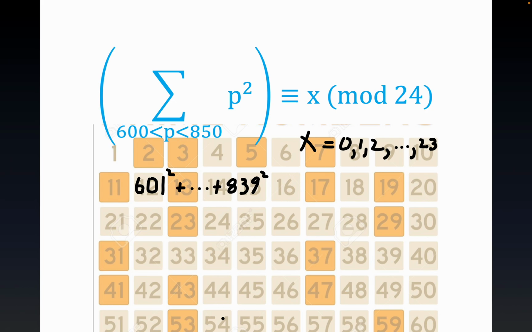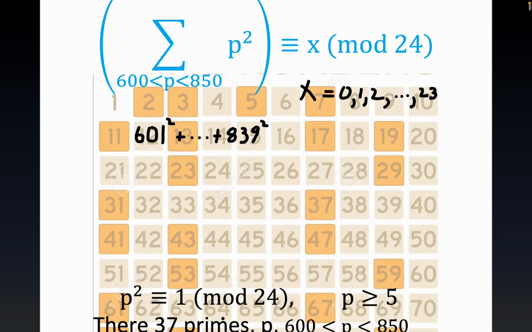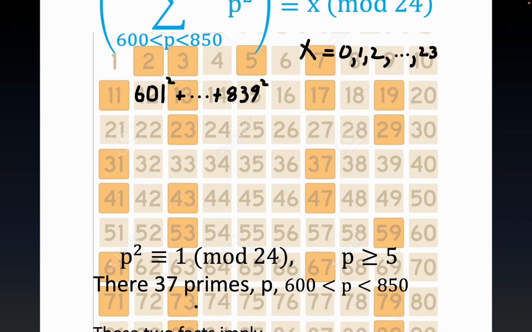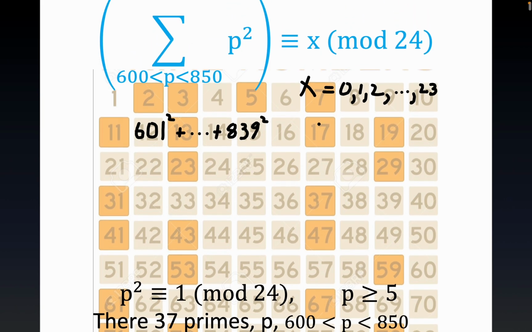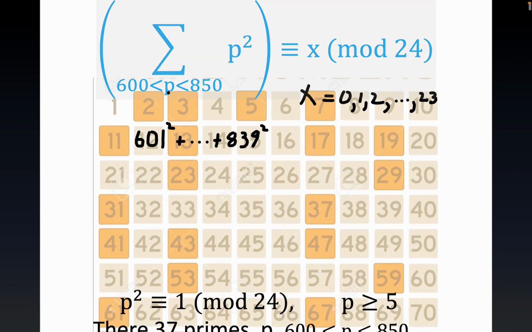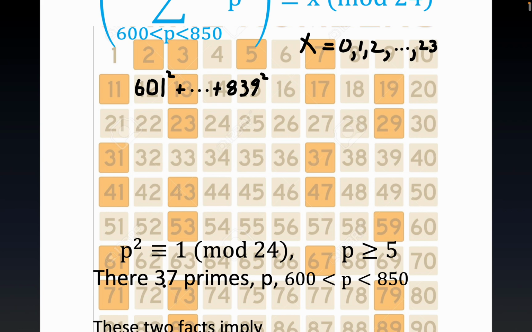So we have a couple of facts here that are going to help us out. First of all, this is the fact that's going to help us out directly right here. There's 37 of these guys, okay? There's 37 primes between 600 and 850, which is the constraint on the summation. Yeah, we do have a summation here, and we're summing up through all the primes that are strictly greater than 600, strictly less than 850. Neither one of those are primes, so that's really unnecessary. But we're given a priori, or in advance, that there's 37 primes satisfying that condition.